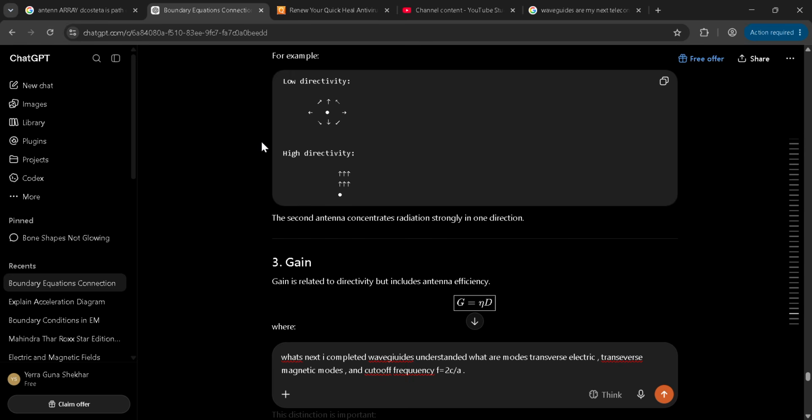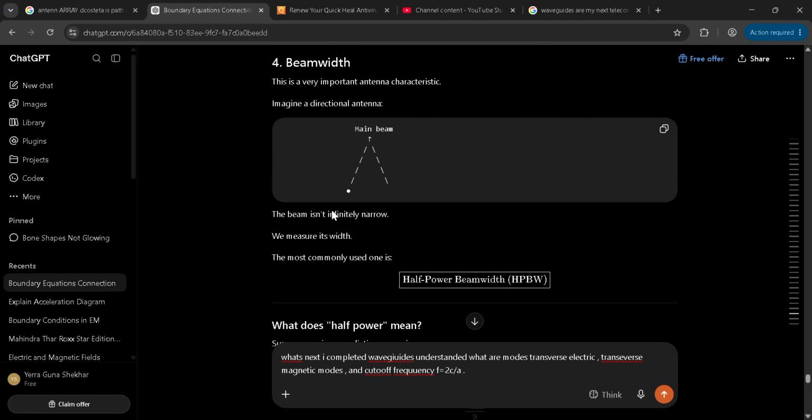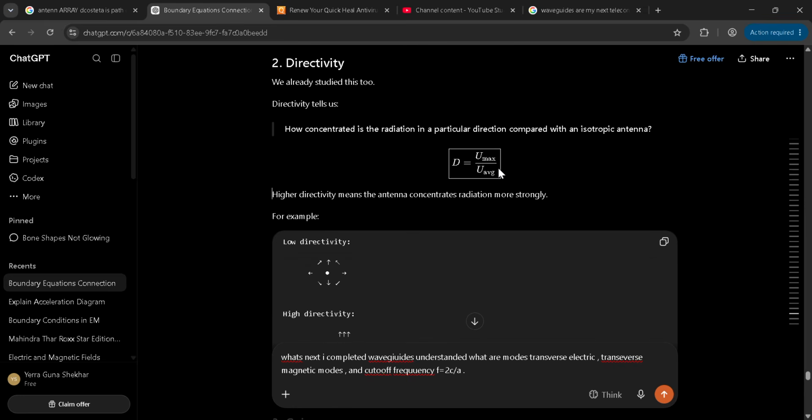Also, we can observe the directivity with the radiation pattern. How concentrated is the radiation pattern in a particular direction compared with an isotropic antenna. U average means this is the isotropic antenna's average, and U max means the highest intensity of a particular radiation. Higher directivity means the antenna concentrates radiation more.